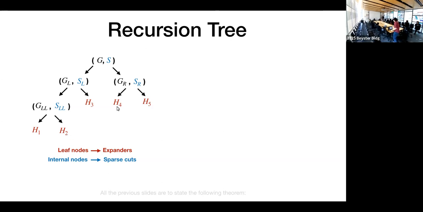Are you testing whether it's an expander, approximately an expander, at every step? Yes, we use a cut matching game to find the sparse cut. That's a great question. It's not trivial. To find a sparse cut, we need the cut matching game.